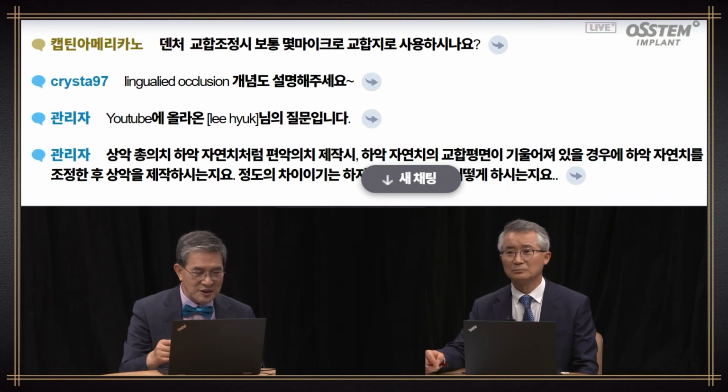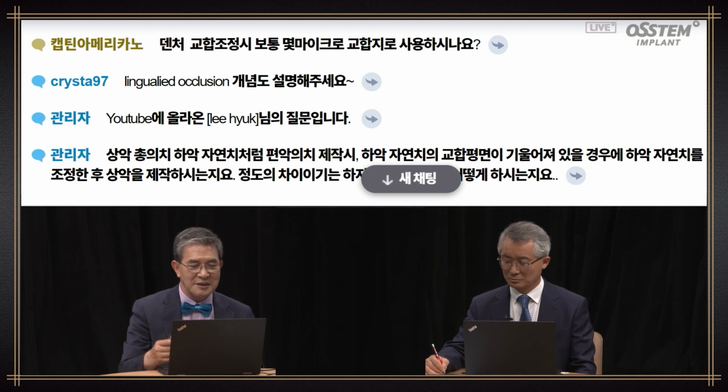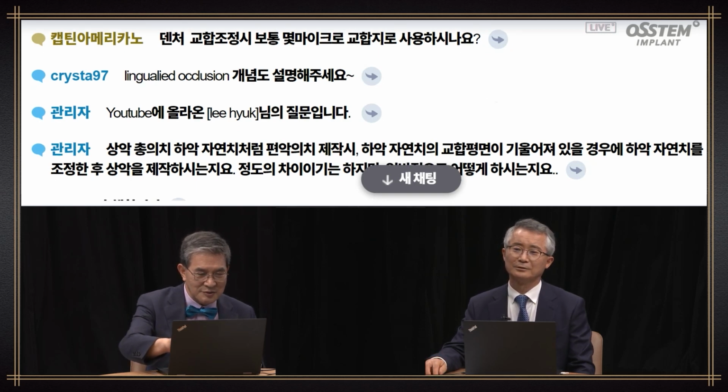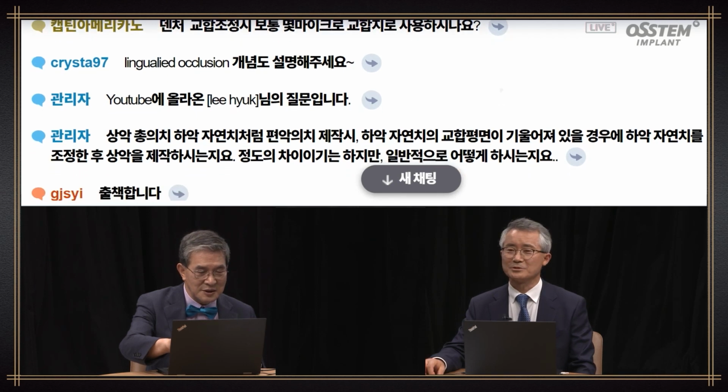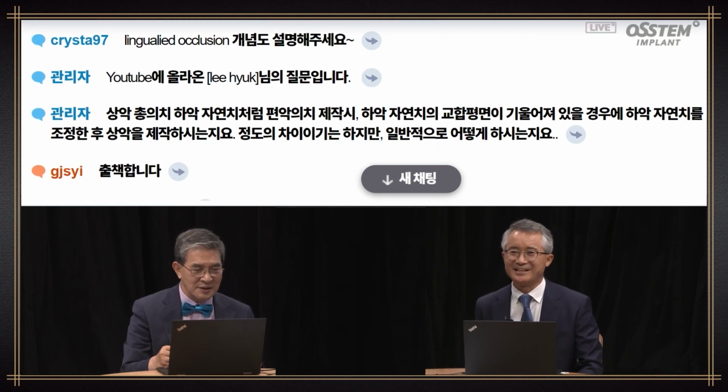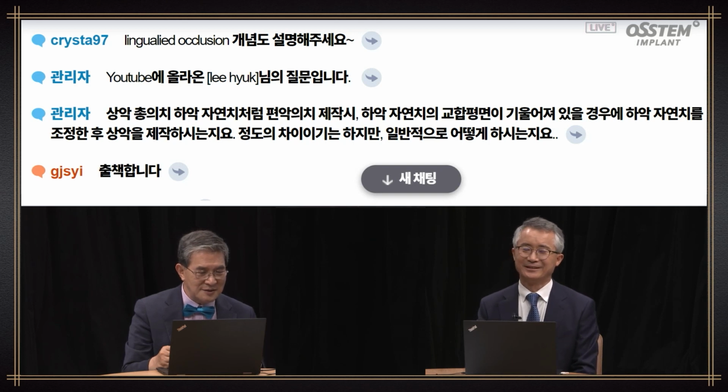Captain Americano asks: when you do occlusal adjustments for dentures, what micron articulating paper do you use? This was already mentioned, so you use a shim stock. I use the best articulating paper that is really thin.